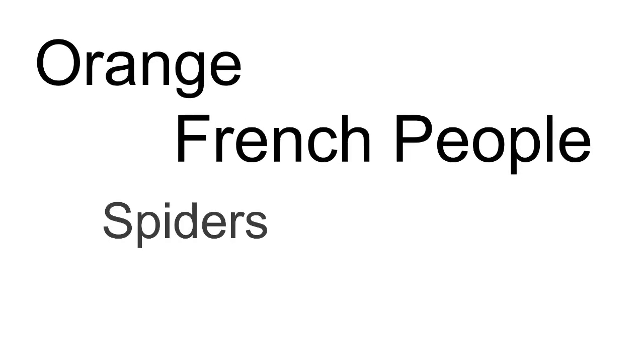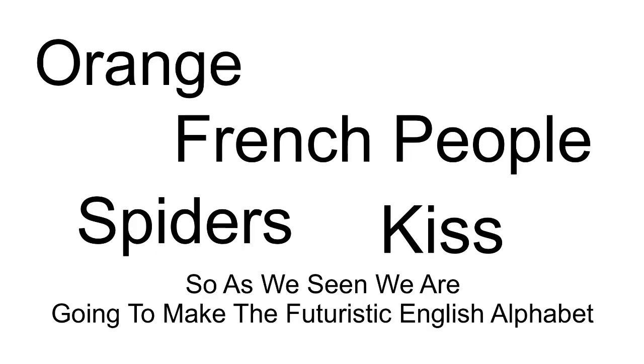So today, we are going to develop the new alphabet. There are 26 letters in the English alphabet. They're pretty useful because we put them together to represent the words that we speak. So as we've seen, we are going to make the futuristic English alphabet.